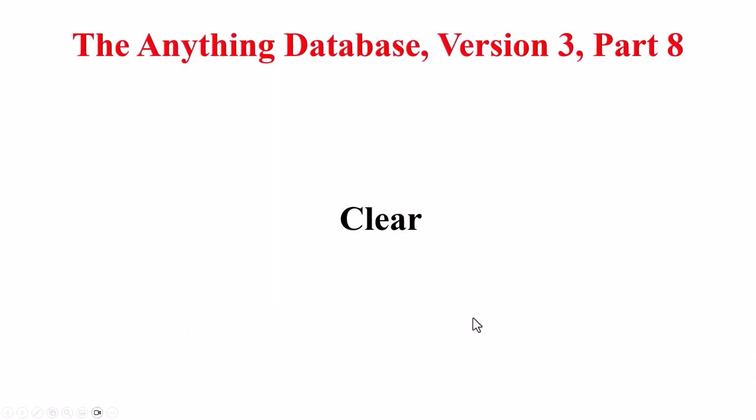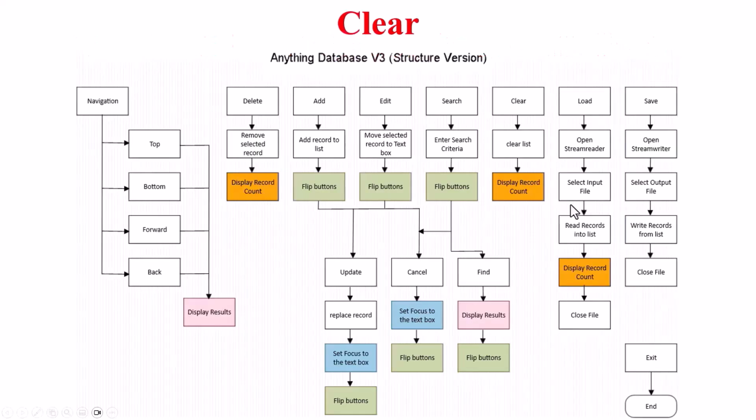Well, we saw how to delete a record. Very straightforward. Sometimes you want to delete the entire file or clear the entire file so you can start with something new. And that's what this one's all about. We have that clear button sitting out of the file. So this is going to be the Anything Database version 3 part 8, clear. Take a look at our structure. Clear button is sitting right over here. It's very similar to the delete button. Not much there. There's clear.